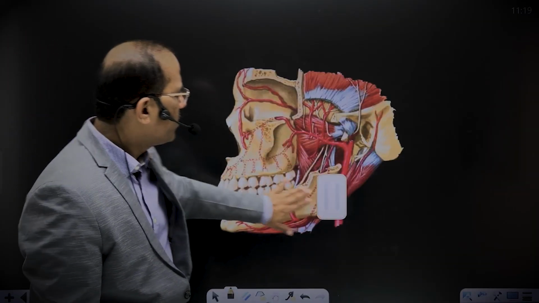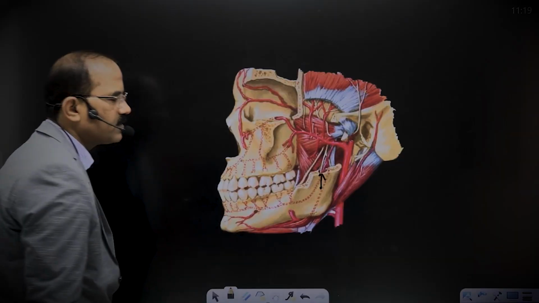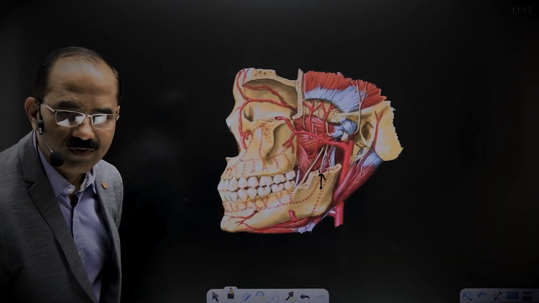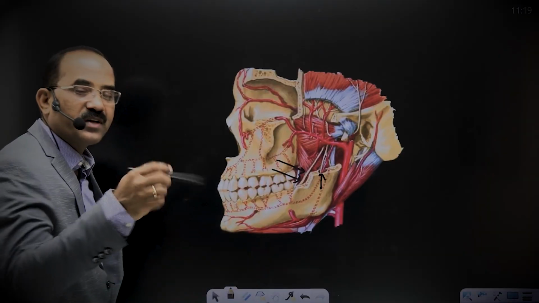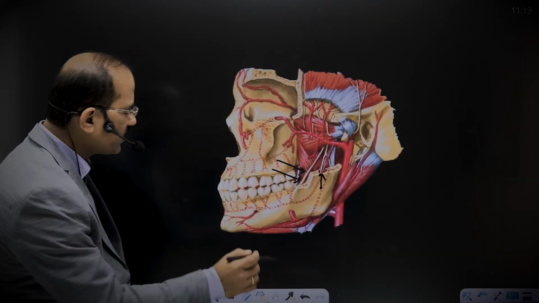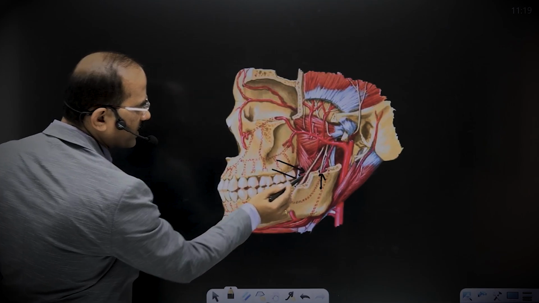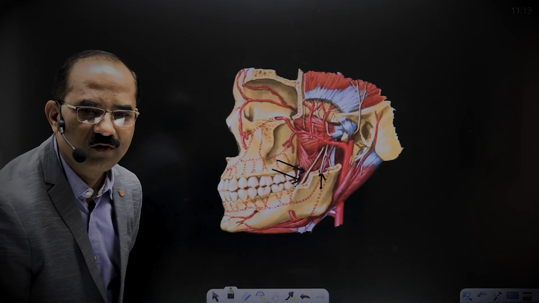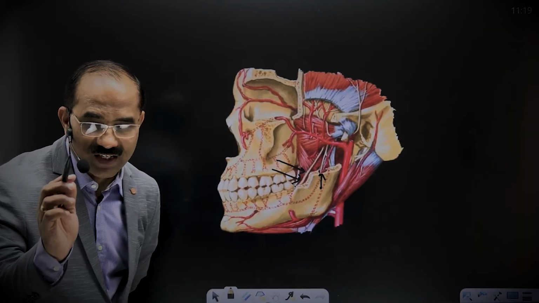Clear, students? What is this nerve? Come on, I can see a nerve here. That's the inferior alveolar nerve. And what is this nerve, students? This was the thing which I was asking you in the last lecture: the nerve related to the last molar tooth. That's the lingual nerve. Perfect. The nerve related to the last molar tooth is the lingual, not the inferior alveolar.